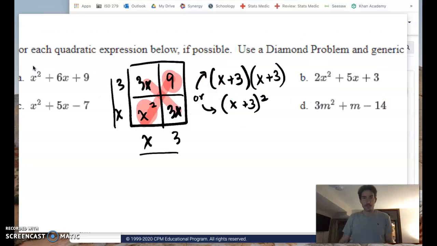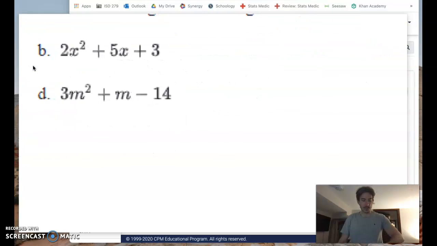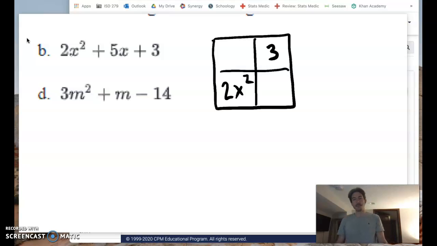As we move on to B, I'm going to slide this over. We're going to do this part over here, and one more time I'll use my generic rectangle. I've got the 2x squared going here in the lower left. I've got the 3, my last term, going here in the upper right. I recognize that 2x squared times 3 gives me 6x squared, so I'm going to have to write here two numbers that multiply to be 6 and add up to be 5.